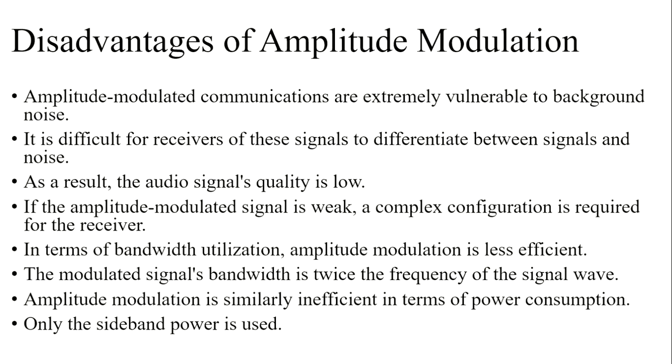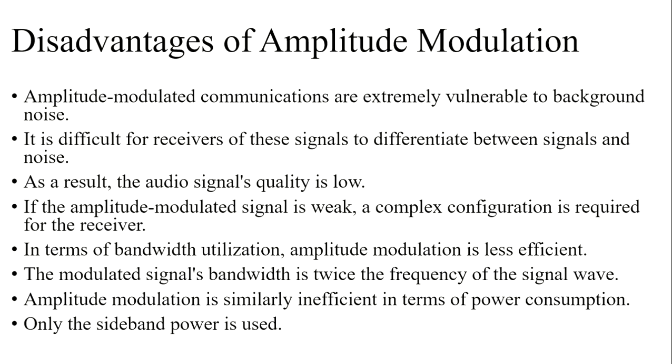Next, the disadvantages of amplitude modulation. Noise compared to other methods is very high, and it is also difficult to receive the signal and multiplex signals because of noise. The audio signal quality is very low. If the amplitude modulated signal is weak, a complex configuration is required for the receiver section. That is, a heavy filter section will be needed at the receiver end.